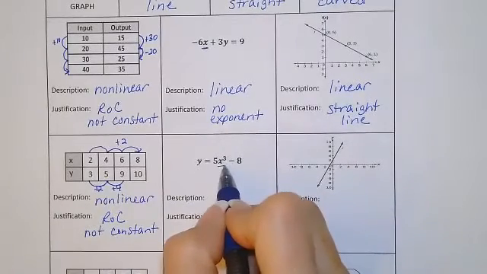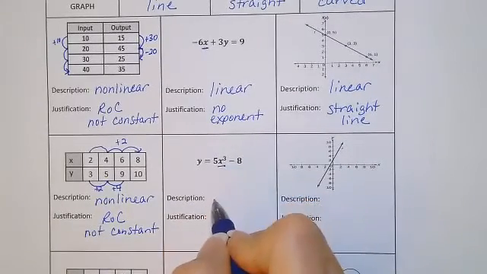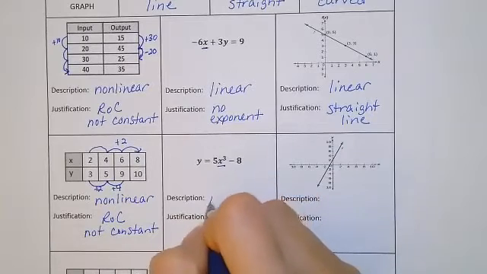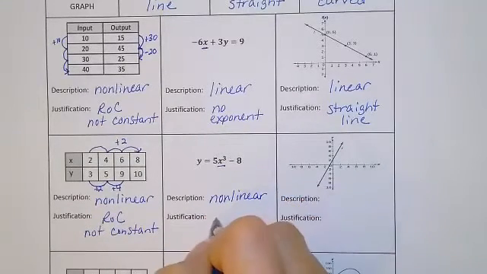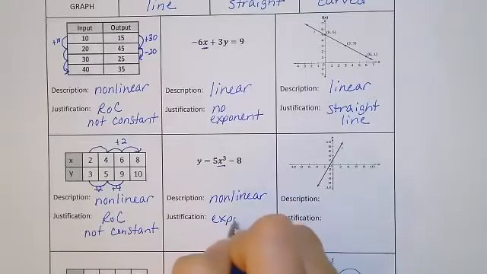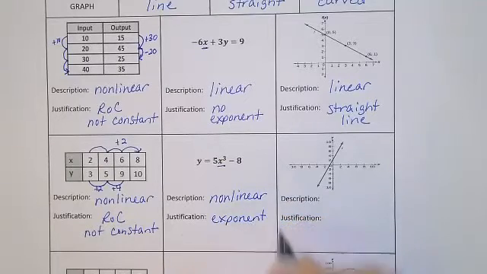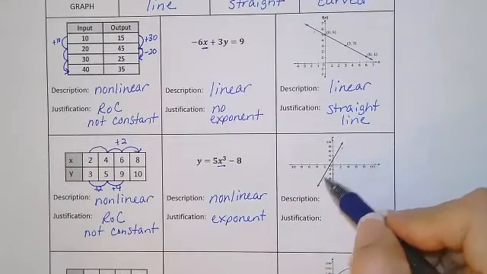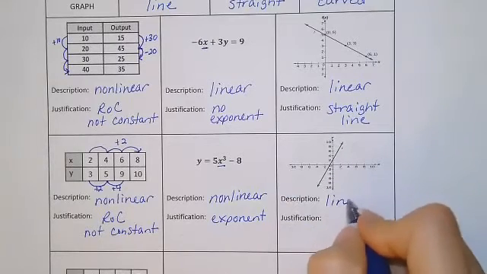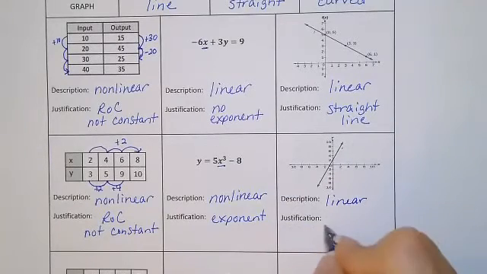Equations, we're going to check x, and I see that x does have an exponent. So that means that it will be nonlinear. Justification, there's an exponent. Okay, next graph, checking the line, and it is straight. So that means that it is a linear function. Justification, straight line.